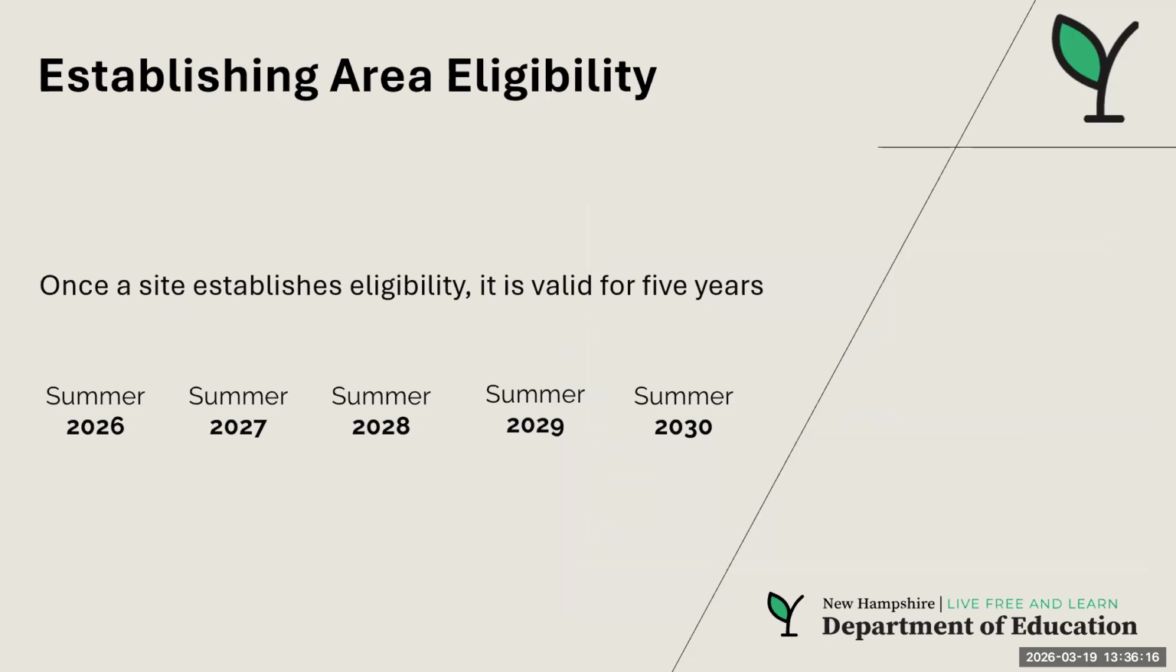Just as a reminder, or if it might be new news for some people, once a site establishes eligibility, it is valid for 5 years. The only caveat to this is that the site must continue to operate SSO or SFSP for the eligibility to remain active over the 5 year period, unless that site does requalify during one of the years.